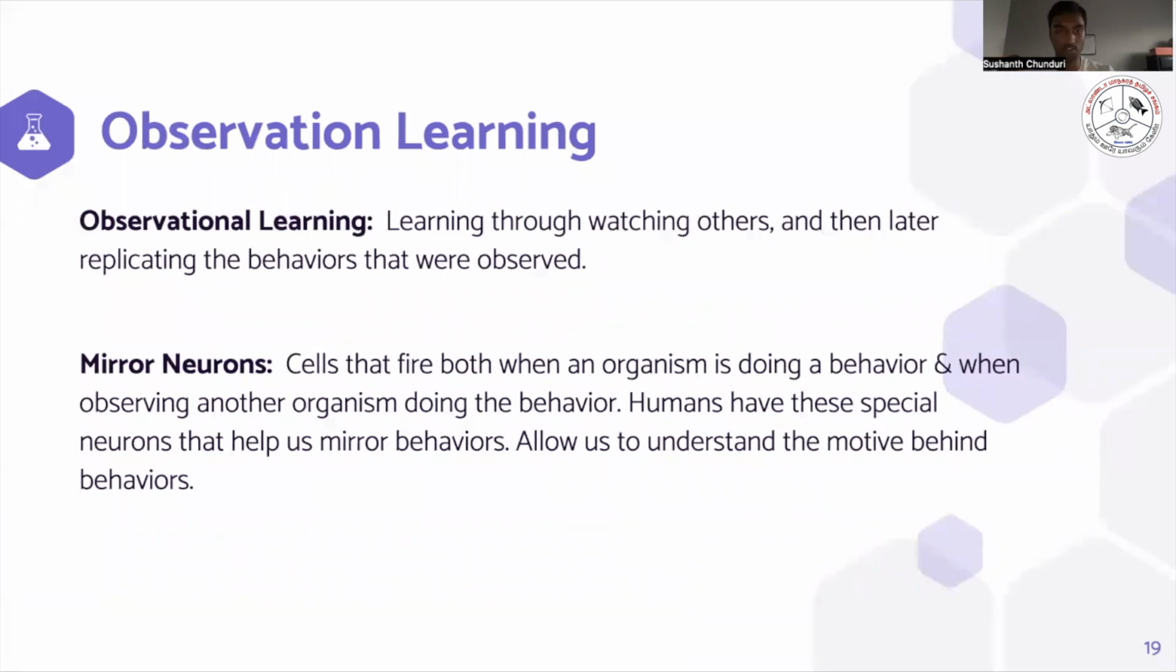Humans have these special neurons, and a lot of other animals do, that help us mirror behaviors, and they also allow us to understand motives behind behaviors. So it has a lot to do with empathy. So say I see someone suffering through something, those mirror neurons may activate, and I might feel that same empathy. So that's how empathy works in some ways.